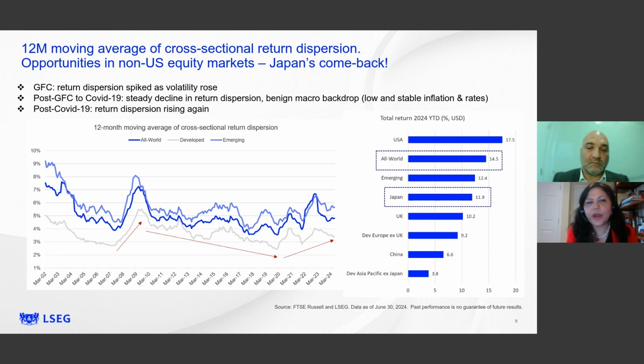We recently also wrote a paper on this topic, what led to Japan's comeback. And with that, we hopefully pointed out the divergence and dispersion in the market.